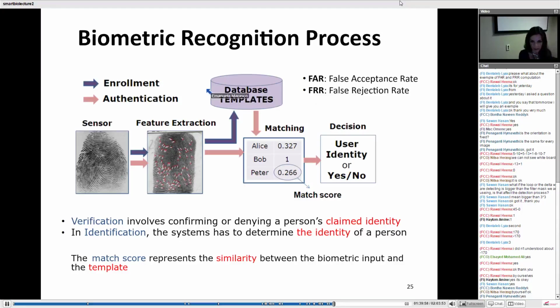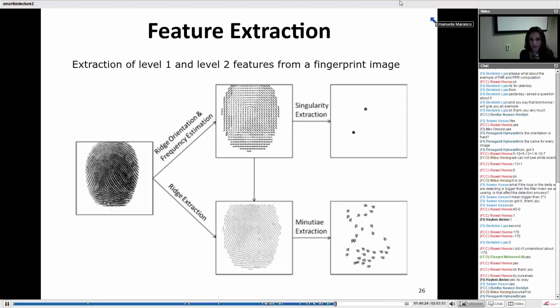Just the main modules: sensor, feature extraction, database during enrollment, and then in authentication, sensor, feature extraction, and then matching between the template and the vector of features extracted, until we make the decision based on the match score produced at the matching, after this comparison between the template and the features extracted from the query template.